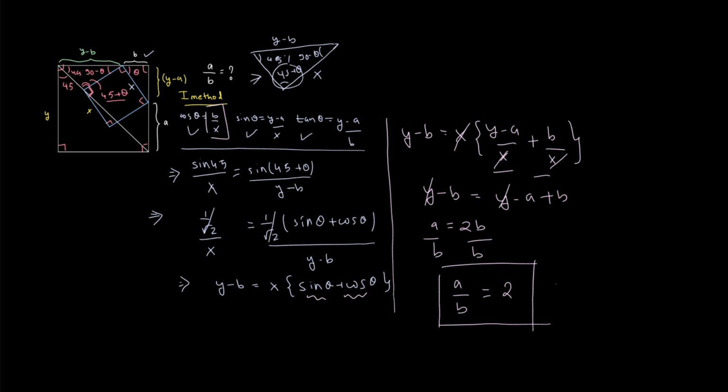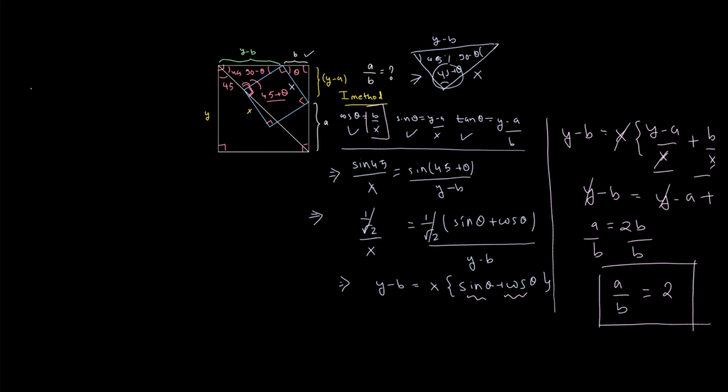Okay, so here we have got the value of a upon b, and that is equals to 2, and we got this using trigonometry. That was basically our first method. Now let us see the second method, in which we are not going to use trigonometry, but instead of that we'll use pure geometry. I mean similarity, Pythagoras theorem and all that thing.